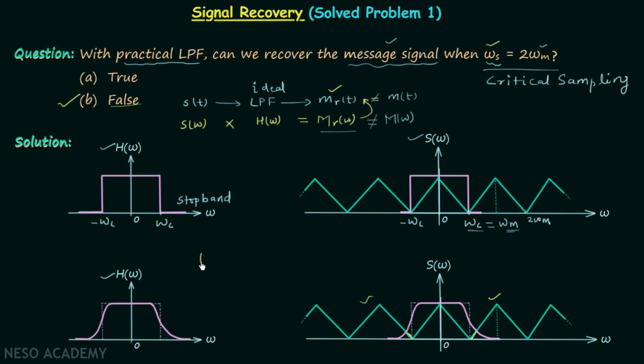Now there is one homework problem, and in this homework problem you need to tell me with a practical low pass filter, which sampling mode should we use? Option A is critical sampling, option B is undersampling, and option C is oversampling. So try to answer this question, and once you have your answer, post it in the comment section. And if there is any condition along with your answer, then also mention that condition.